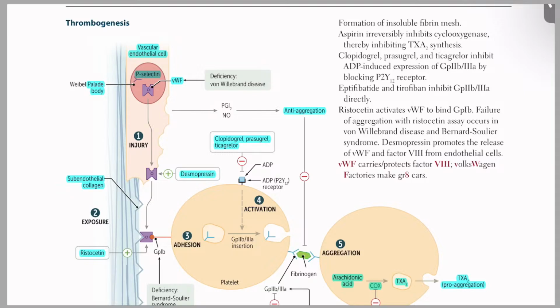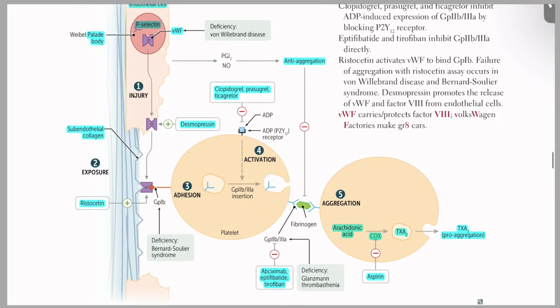Then fibrinogen, inhibited by abciximab, eptifibatide, tirofiban. Deficiency: Glanzmann's thrombasthenia. Fifth, aggregation: arachidonic acid, COX to thromboxane A2. COX inhibited by aspirin, which leads to decreased thromboxane A2, pro-aggregation. Okay.